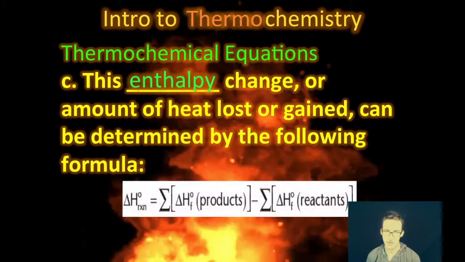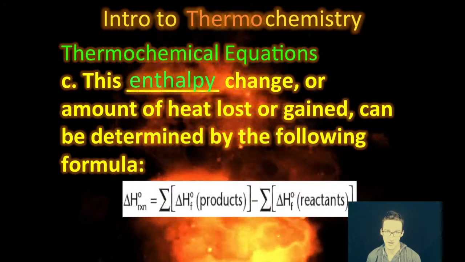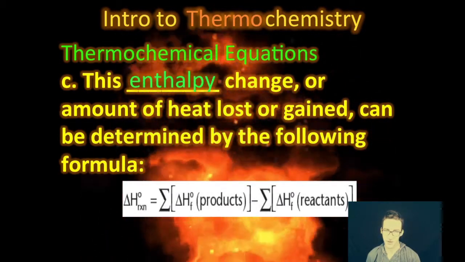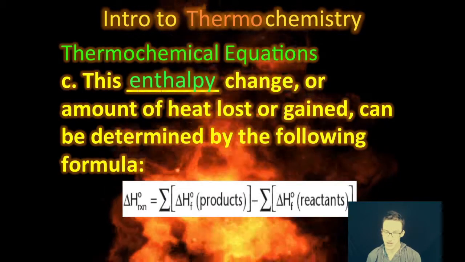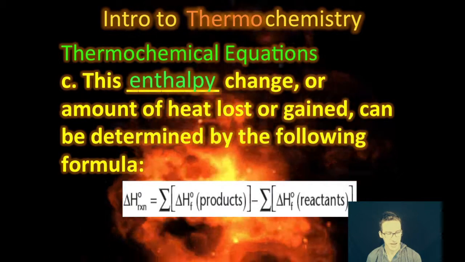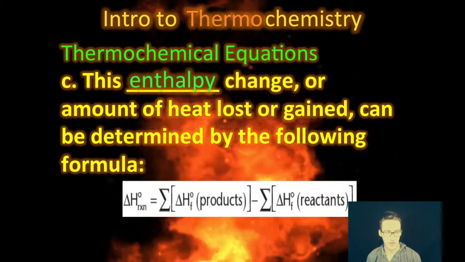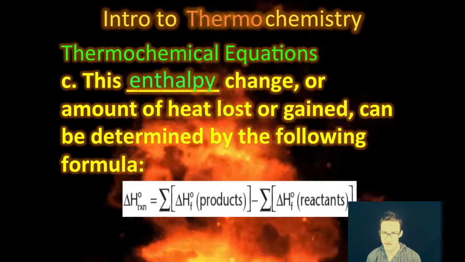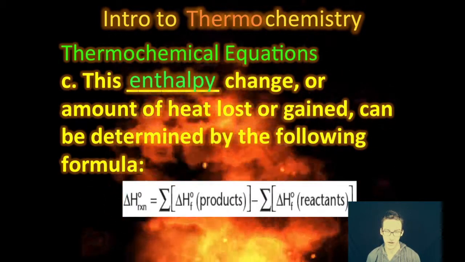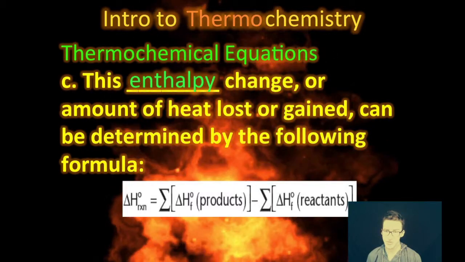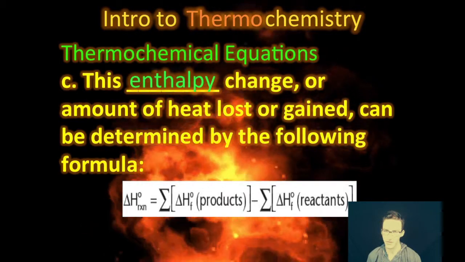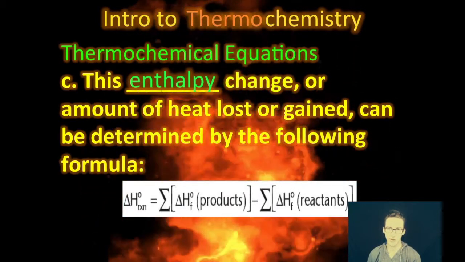Now, this enthalpy change, or amount of heat lost or gained, can be determined by the following formula. You're given this formula on your formula chart, but basically the enthalpy change for the reaction can be determined by summing together all of the enthalpy changes of formation for your products, summing together all of the enthalpy changes of formation for your reactants, and then subtracting the enthalpies of formation of your reactants from the enthalpies of formation of your products. Now, that may sound a little tricky, but we're going to do a couple of quick examples here, and you'll find yourself humming through these problems without too much trouble, not a whole lot of struggle here.